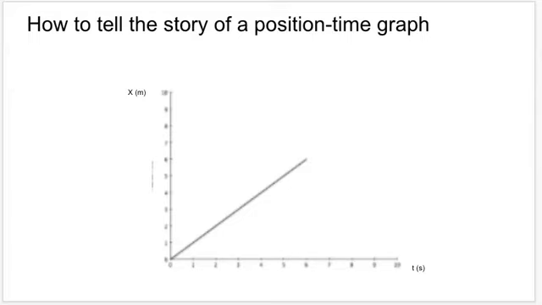All right, so we want to figure out how to tell the story of a position time graph. We're not actually going to tell a story, but we're going to create a great description of a position time graph. We're going to use that description to help us create a velocity time graph and to create a motion map. So let's take a look.